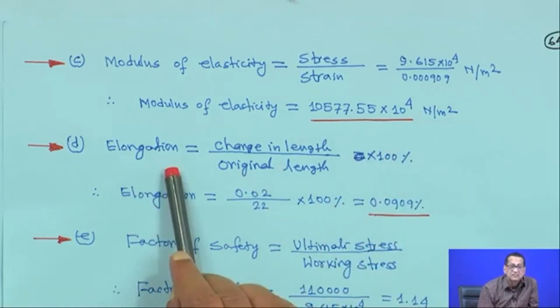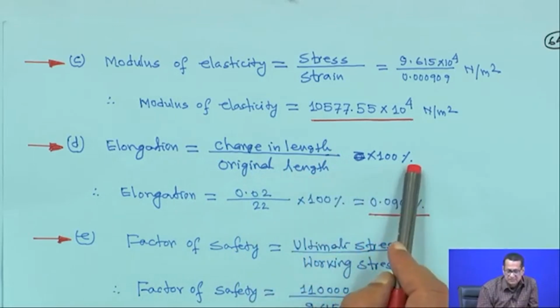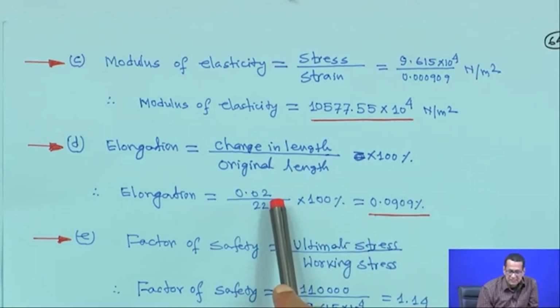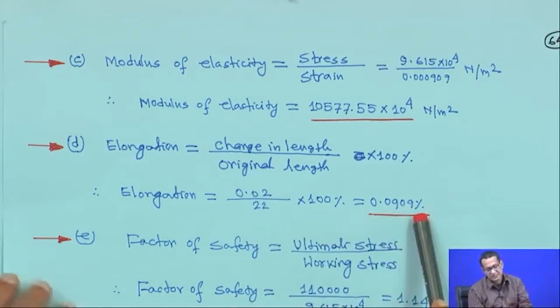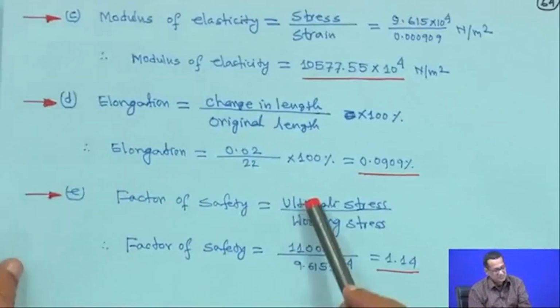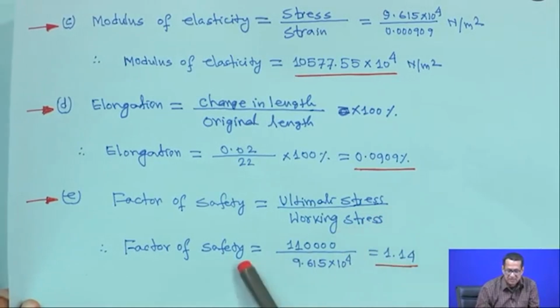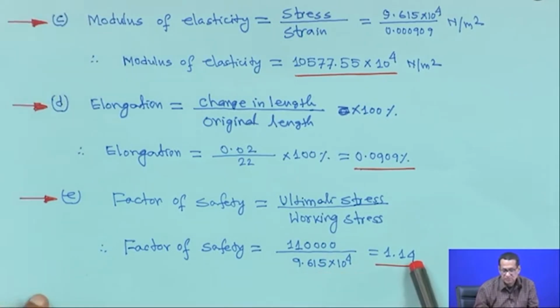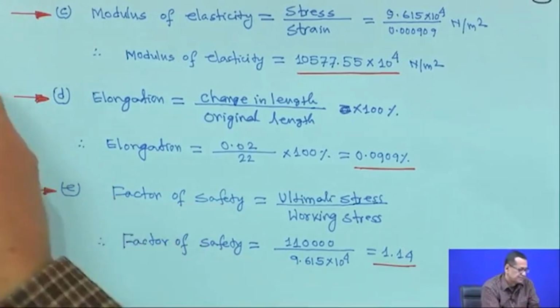D is elongation. Elongation is equal to change in length divided by original length into 100%. So, elongation is equal to change in length, which was 0.02, divided by 22 into 100. So, 0.0909 percentage, right. E, the last one, the factor of safety, is ultimate stress by working stress. Ultimate stress was given as 1,10,000 and working stress is 9.615 into 10 to the power 4. So, factor of safety is 1.14, right.